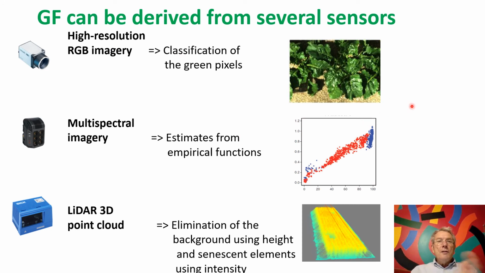And the green fraction can be derived from several sensors. It can be derived from high-resolution RGB imagery by classifying the green pixels. It can be derived from multispectral imagery using, for example, vegetation indices that are calibrated to estimate the green fraction using those empirical transfer functions. We can use as well the LiDAR 3D point cloud by eliminating the background using the height measured by the LiDAR and eliminating the senescent elements using the intensity of the return laser beam.